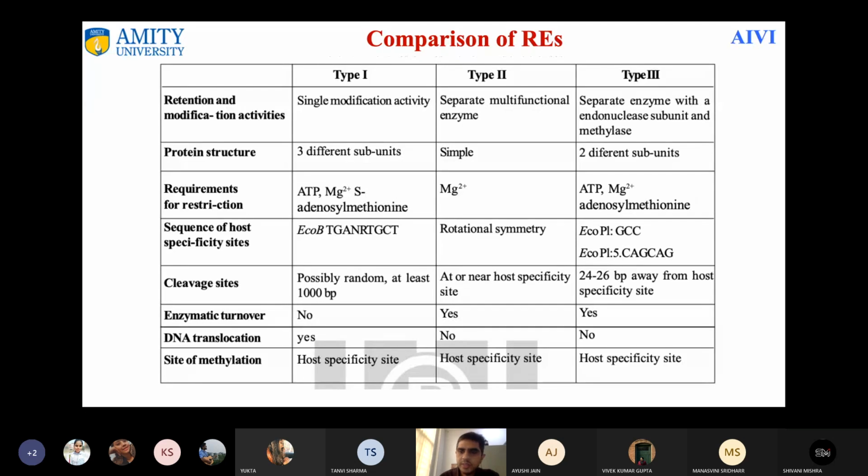Then we discussed what the basic differences are. So basically, as you mentioned, four basic differences are there: their composition, their location, their requirement, and their function.